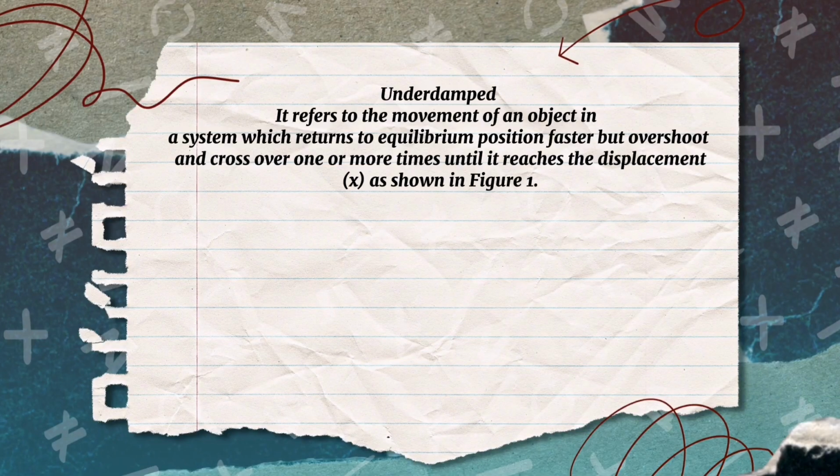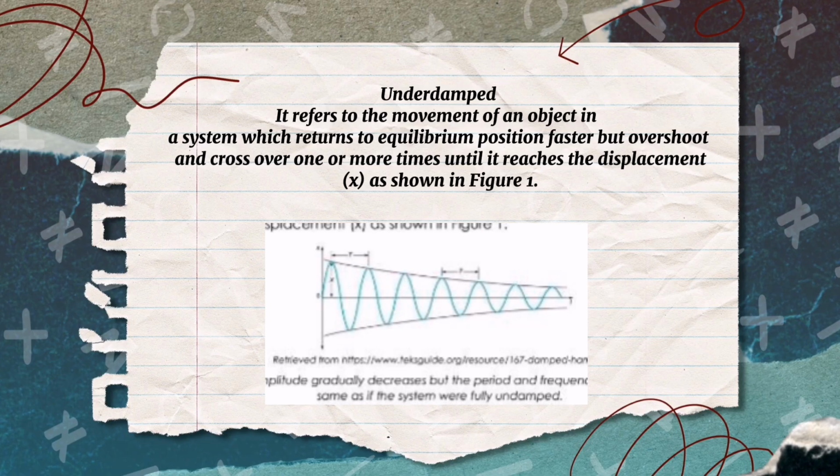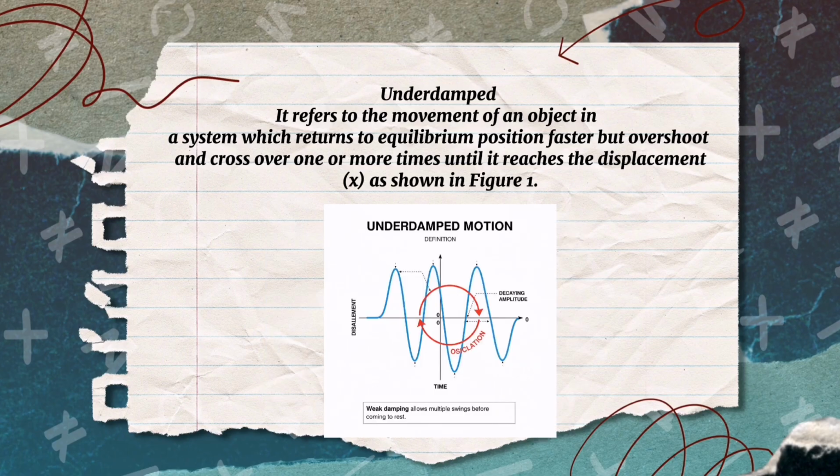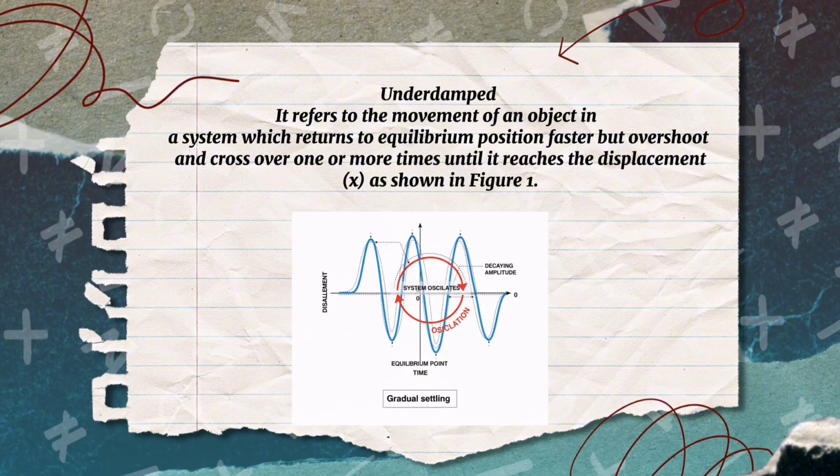What is underdamped motion? It's the movement of an oscillating system where the damping force is weak enough to allow the object to complete several full swings before coming to rest. Look at the graph. The line is a classic decaying wave. The system oscillates, meaning it repeatedly crosses the equilibrium point. But the amplitude of each swing gets progressively smaller.